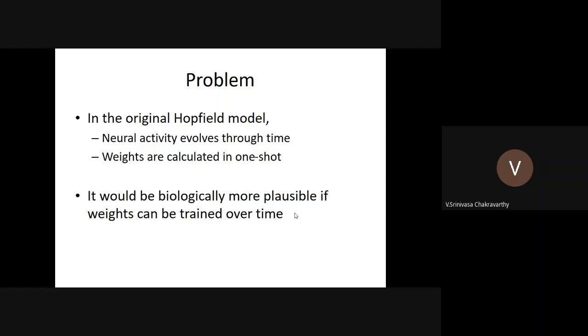A lot of pioneering work in this area was done by Walter Freeman at Berkeley. In their studies, they found that olfactory memories are stored in the bulb not as fixed point attractors, because you've seen that the way a Hopfield network stores memories is in the form of fixed point attractors. These are stable states, stable nodes. Whereas real memories, as people have found in the olfactory bulb, are not fixed point attractors.